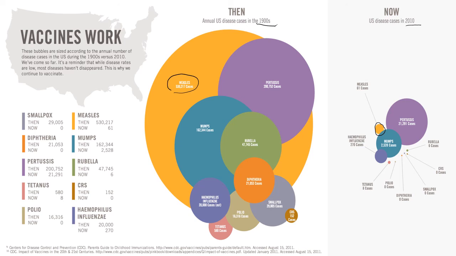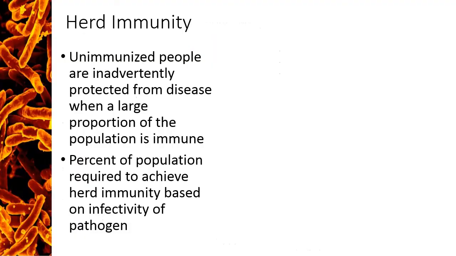If you look at some of the other numbers, you'll see a number of them have now dropped to 0. So you can see smallpox, we have no cases. Remember, there's no cases anywhere in the world. Diphtheria, no cases in the United States. Polio, no cases in the United States compared to 16,000 back then. And others are down in the single digits. So 6 cases of rubella, 8 cases of tetanus compared to 47,000 cases of rubella. And so a huge difference in the number of people who are getting these diseases and why it's important to continue to vaccinate for them.